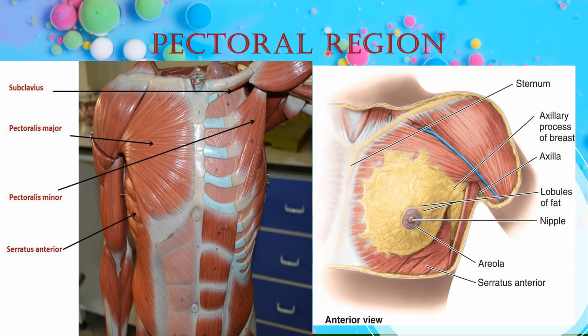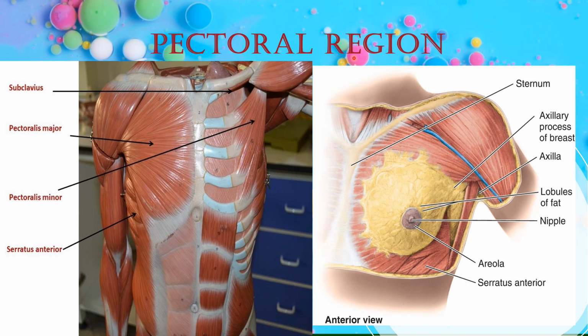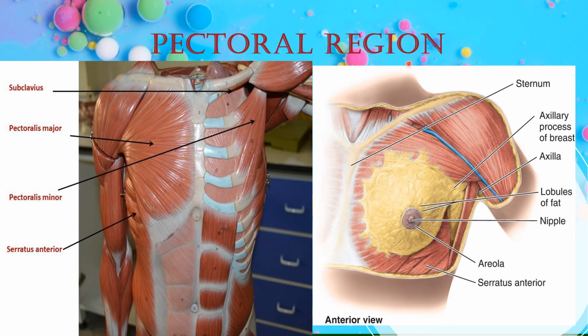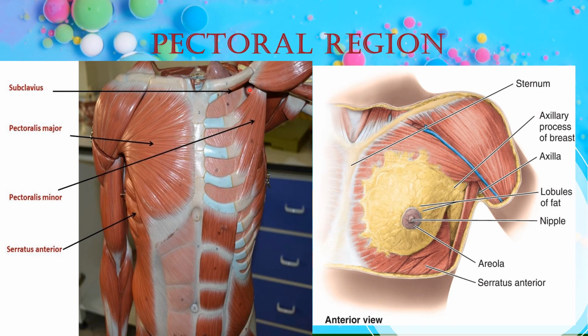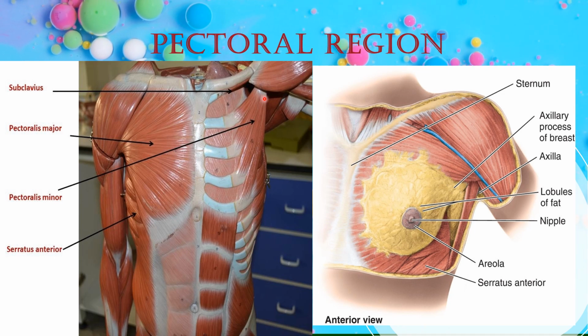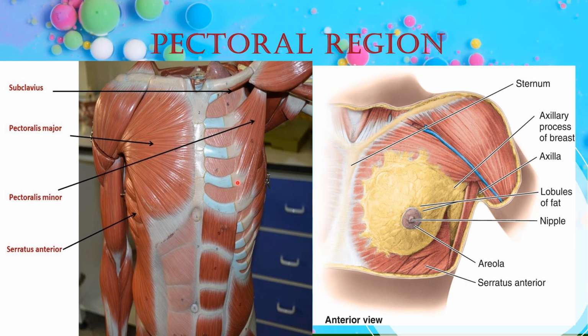Good morning, dear students. Today we are going to study about the pectoral region. It's a topic in the upper limb. So the pectoral region is a region in the anterior part of the chest or the thorax.